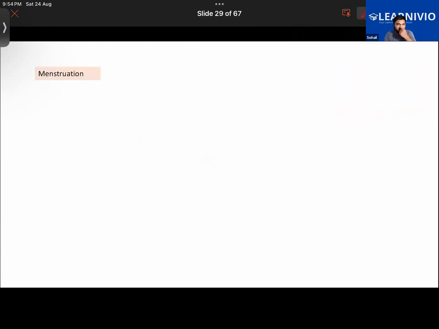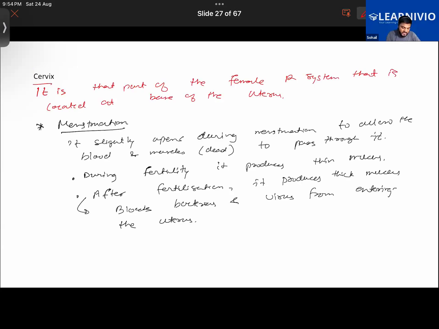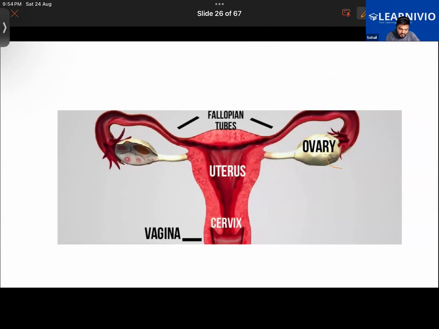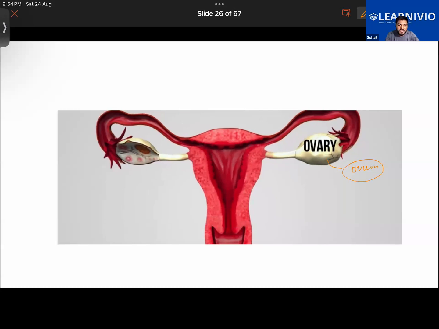So let us learn about what menstruation is. When females reach the age of puberty, the ovary starts to produce mature eggs every month. When they reach the age of puberty, usually 14, 15, 16, 17 years of age, the ovary would start to produce ovum. One ovum would be released every month out of either ovary.